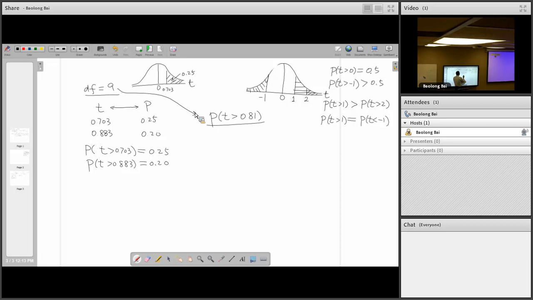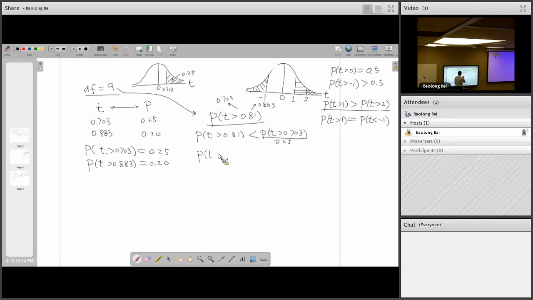So for example, we can have two neighbors. One is 0.703, the other is 0.883, right? If we compare the probability of t greater than 0.81 with the probability of t greater than 0.703, which probability will be bigger? We're going to use this rule: the bigger t-score will have a smaller right tail probability, right? The bigger the t-score is, it means you're cutting on the right tail with a smaller tail. So it's obvious it will be smaller than that. And what is that probability from the t-table? That's 0.25.